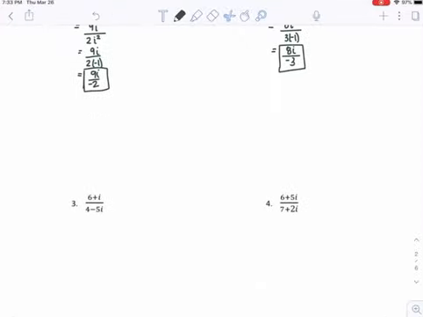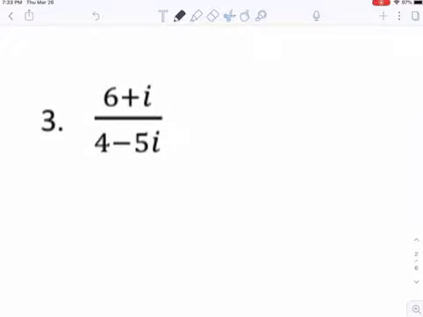Okay, number 3. So this is a little bit different, but it's just like when you had a binomial in your denominator that had a radical in it. Okay, let's think back to how we got rid of that radical. So let's think, how could I get rid of this i?